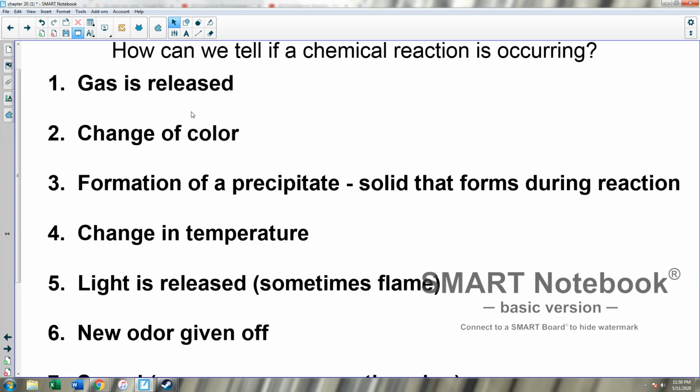Color change is a really obvious one. If I was to burn sugar, it would turn from white to black. If you ever roast a marshmallow, it turns kind of brown. That's a chemical change that's happening there. Formation of a precipitate is one that we don't see quite as often outside of the chemical lab, but that's when you have two liquids that mix together and a solid sort of drops out of it. That's something you talk about a lot more in your chemistry class your junior year.